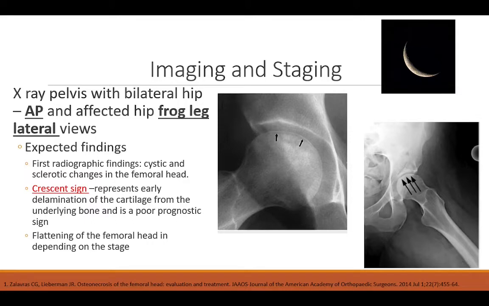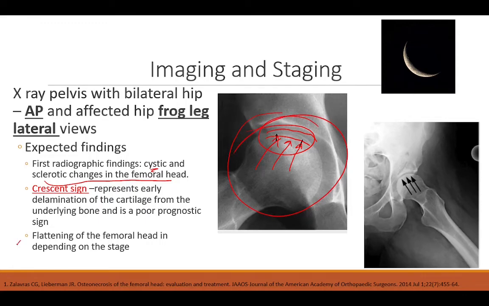Expected findings include cystic or sclerotic changes in the femoral head, and a crescent sign, which you can see here. It represents the early delamination of cartilage from the bone and is a poor prognostic sign. This means that the cartilage and the bone have been separated and the femoral head is about to collapse, which may distort the overall sphericity of the head.